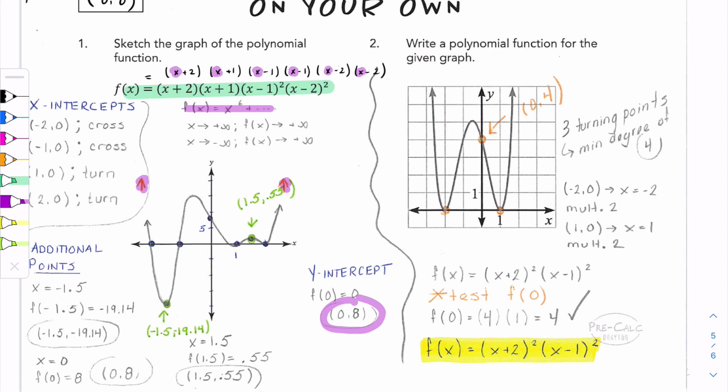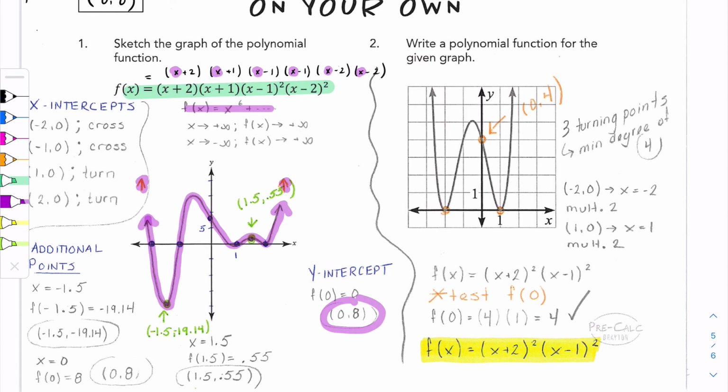And for my final graph, I come down, I approach -2, I cross through that point, I come and hit my additional point, I come back up to -1 where I cross through, I make a turn somewhere, I hit my y-intercept, I come back down to +1 where I bounce, additional point, bounce again at +2, and my final graph faces up in both directions.